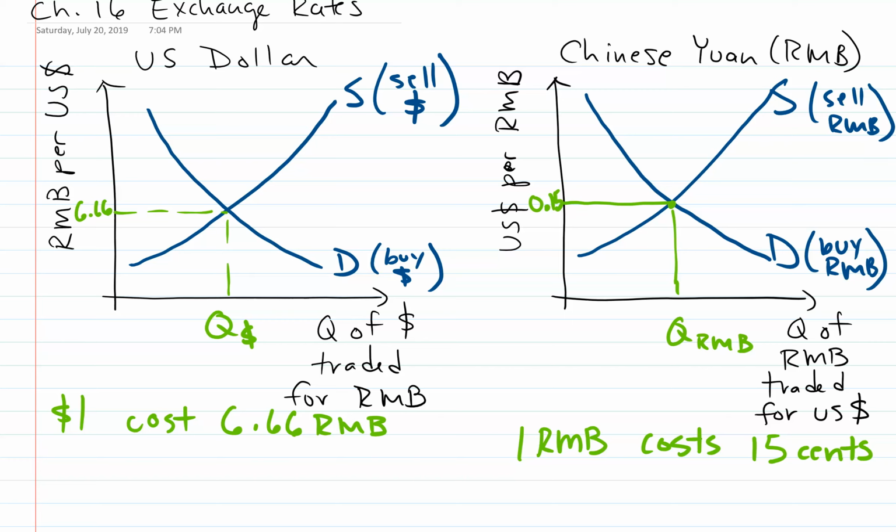So you can really think of an exchange market either way. You can think of it as the US dollar, or you can think of it as the other currency you're looking at. But they're equivalent. They're the same thing. If you take this 1 RMB costing 15 cents, you'll find out it's the same thing as $1 costing 6.66 RMB. So we're going to be using both of these as we go through and look at some examples. The question we're going to ask next, and I'll put this into another video, is: what's going to cause this exchange rate to change?